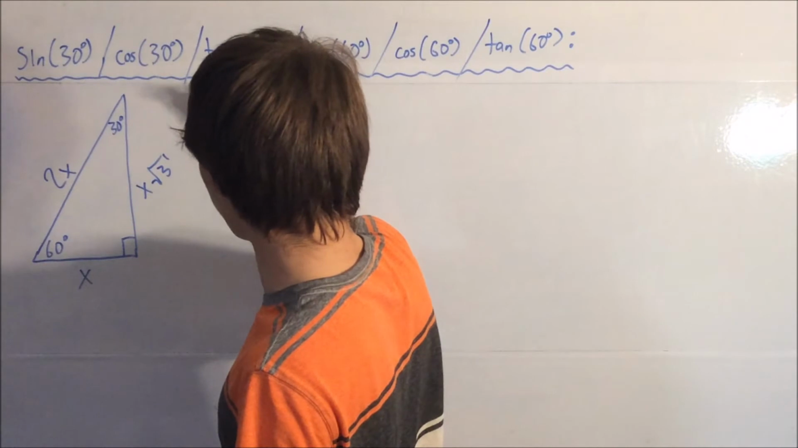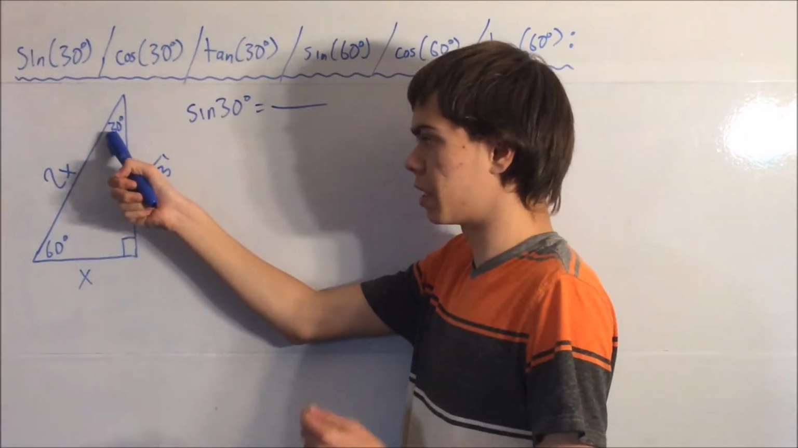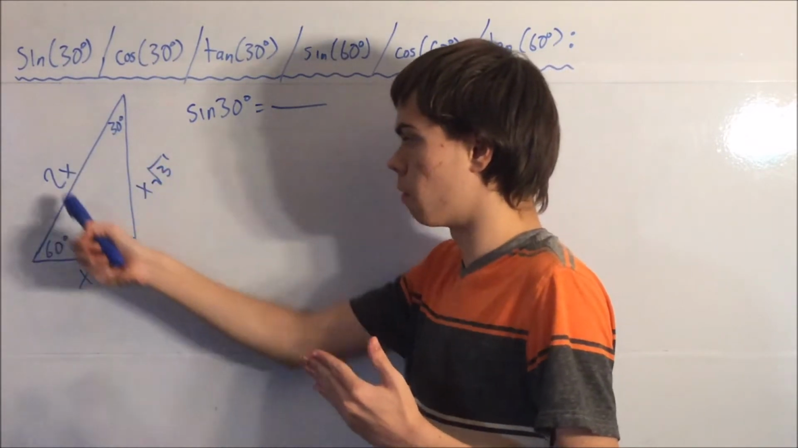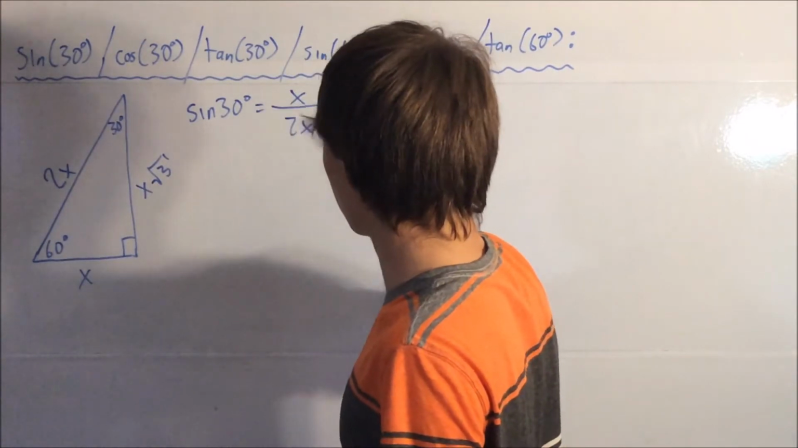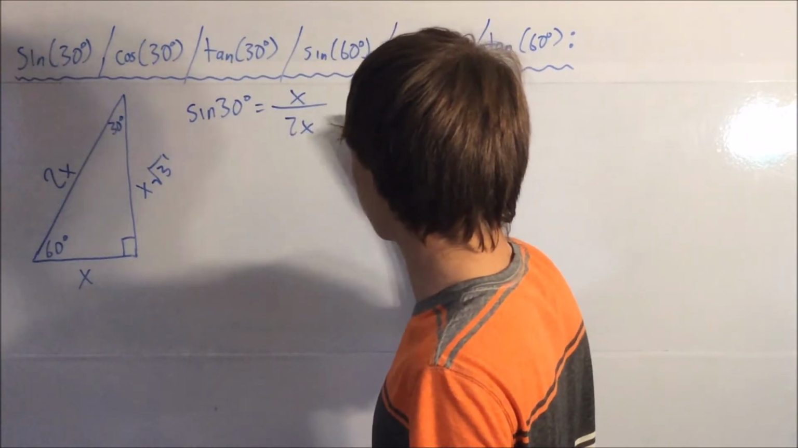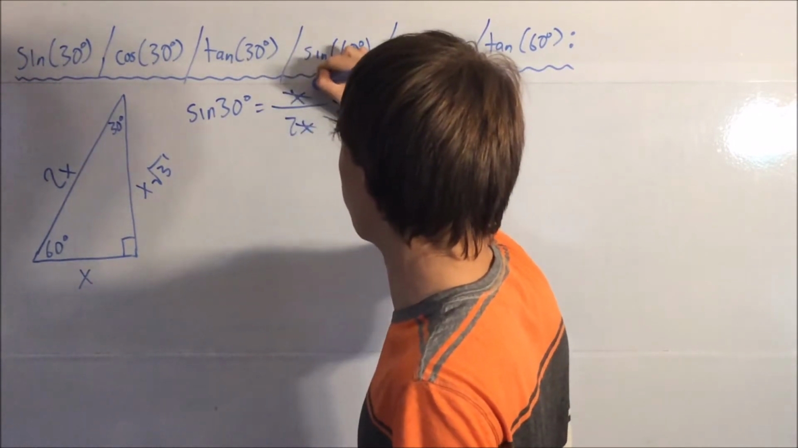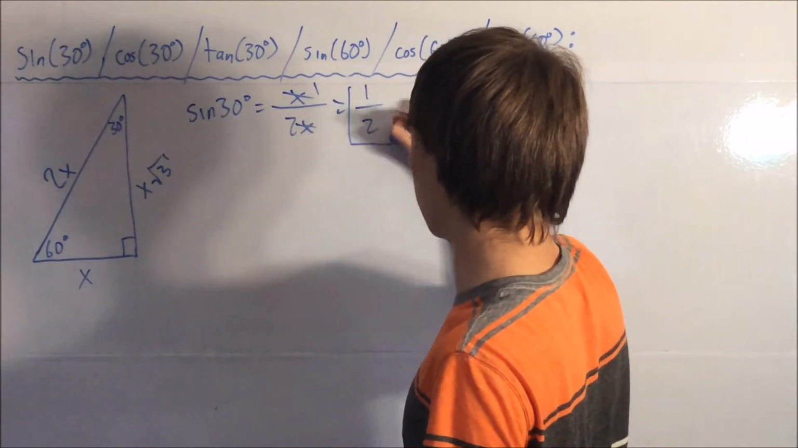So the sine of 30 degrees is simply focusing on 30 degrees and using the opposite over the hypotenuse. So opposite over hypotenuse is just x over 2x. And so x over 2x, the x is going to cancel out, and you're left with just 1. So sine of 30 degrees is 1/2.